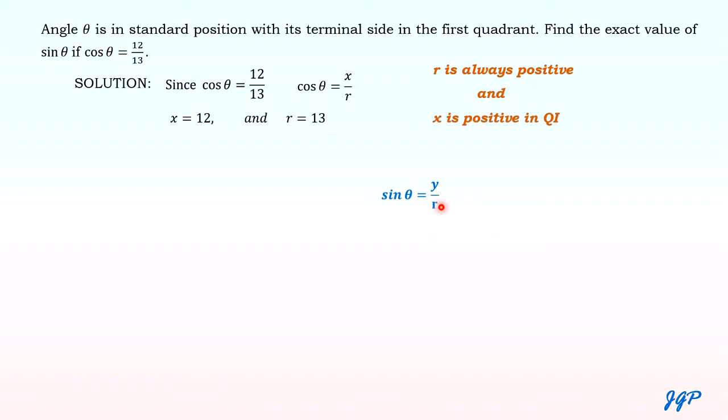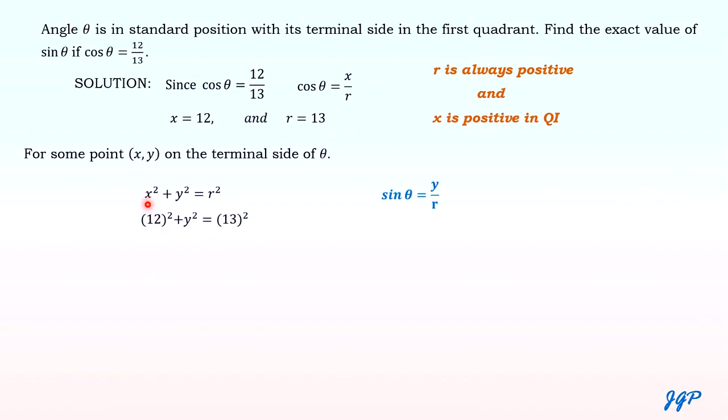We have the value of this r, but we don't have the value of this y. So meaning, before finding sine theta, you need to find first what is the value of that y. To find the value of that y, we will be using the Pythagorean equation, that is x squared plus y squared is equal to r squared. We have the value of this x, we have the value of this r. So let's substitute. So we replace x by 12, that's why it becomes 12 squared, plus copy y squared is equal to, we replace r by 13, that's why it becomes 13 squared.